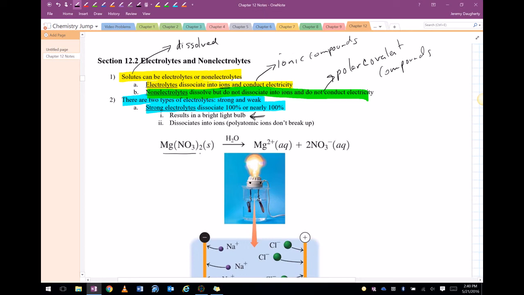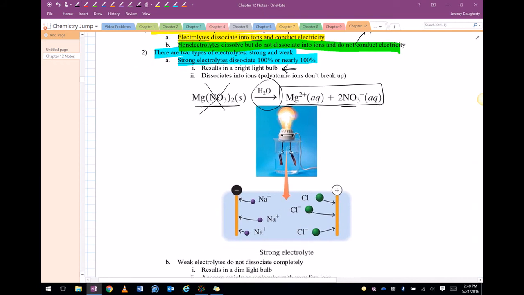So here's an example. Magnesium nitrate is a strong electrolyte. Notice the one-way arrow. It'll break up into the magnesium ion and then two nitrate ions. So we have almost no magnesium nitrate left, or no magnesium nitrate ionic compound left. We have only the magnesium ion and the nitrate ion.